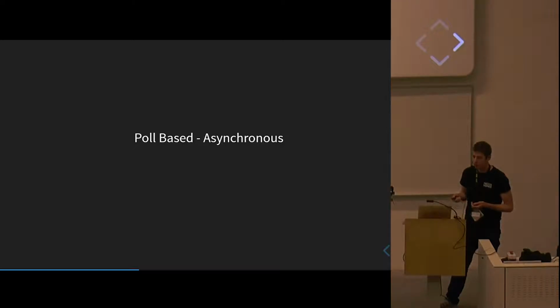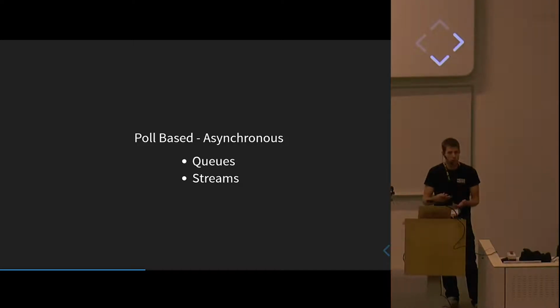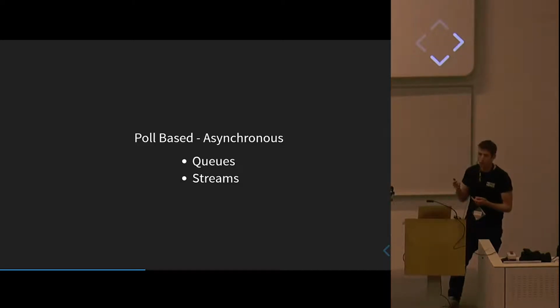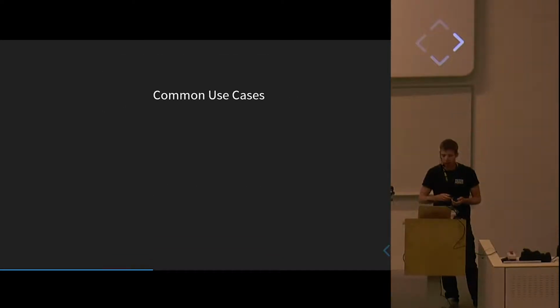A third option, poll-based, this would happen for queues and streams. So it won't invoke a function for every item that's pushed on the stream or the queue, but it will just poll to see if there are any changes, and if there are more items in the stream or the queue, it will create more functions that are polling for new items. And also you can manually invoke functions using the API. Also very handy.